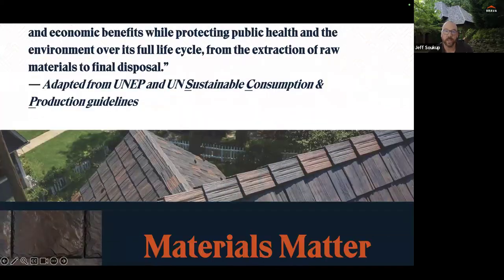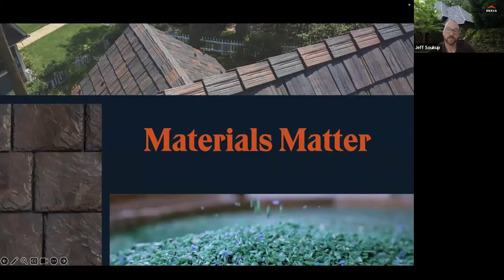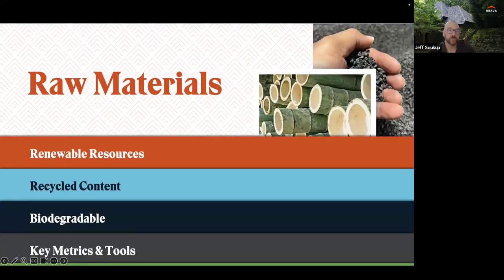And with this in mind, we'll start with materials and then progress from there. So raw materials, we're all familiar with a lot of these terms, but a raw material is a basic, unrefined resource. It's extracted from nature and then transformed into a finished product through industrial or manufacturing processes.